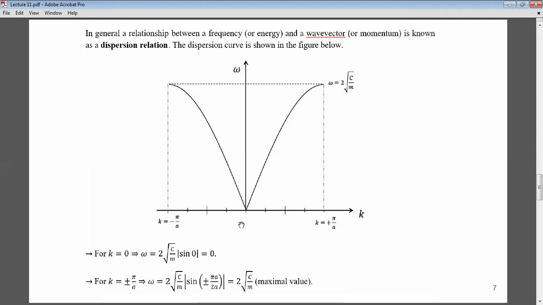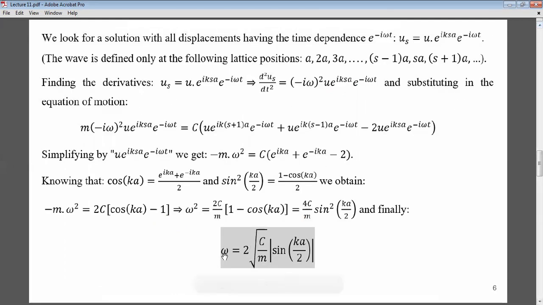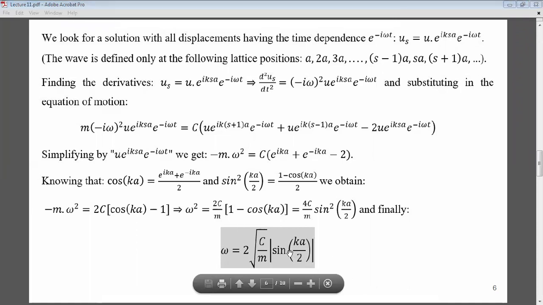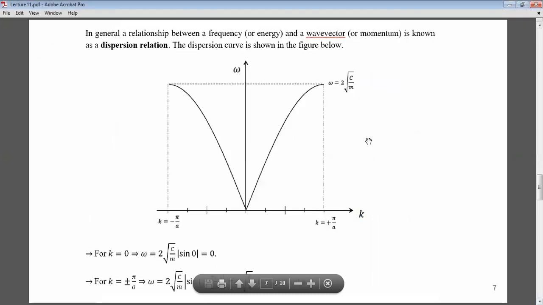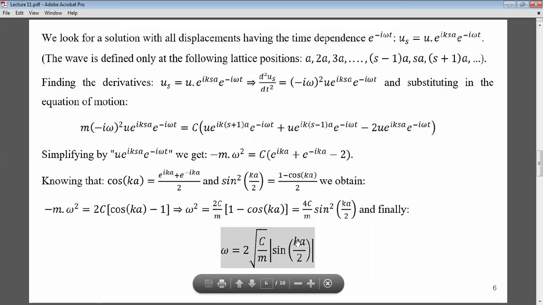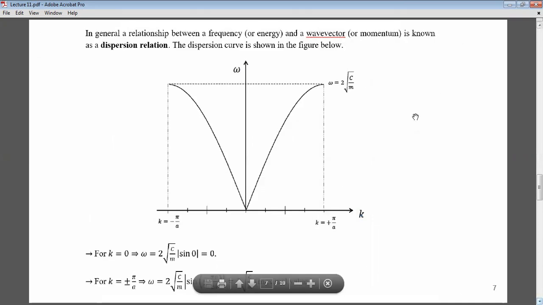If we plot it, it will look like this, because from the function, if K is 0, I have omega equal to 0, because sine of 0 is 0. And if K is equal to plus pi over A, what happens if I put here plus pi over A? The A will disappear. I will have sine pi over 2. So omega will be 2 square root of C over M. And also from the other side will be omega equal to square root C over M. So the maximal value happens at K equal plus or minus pi over A.